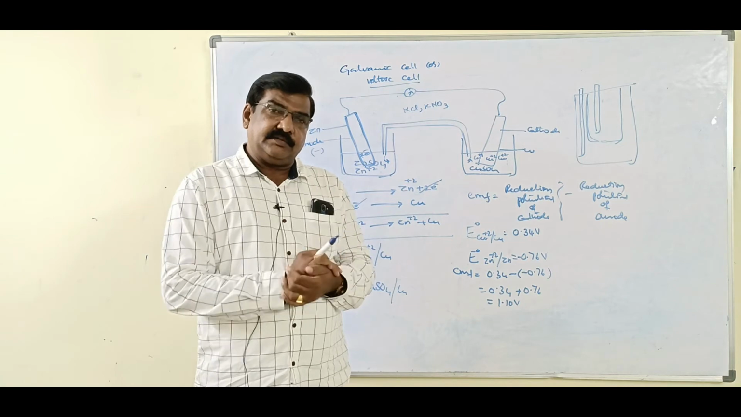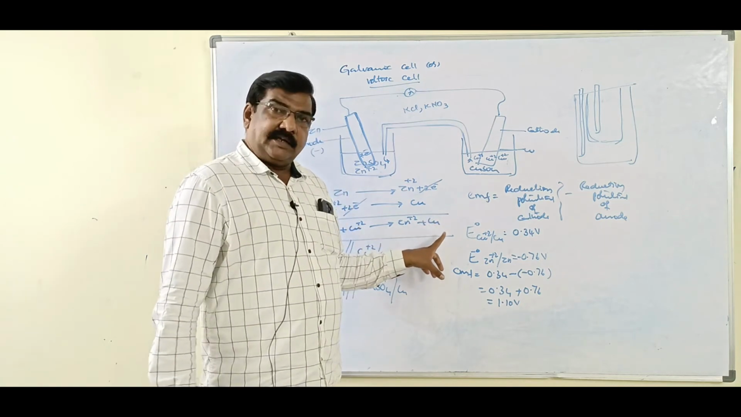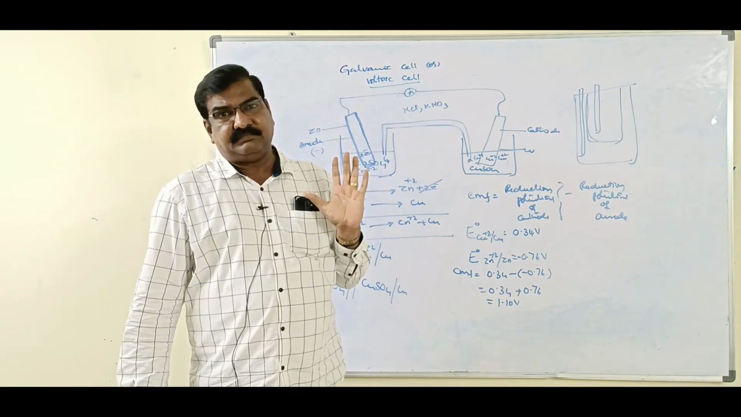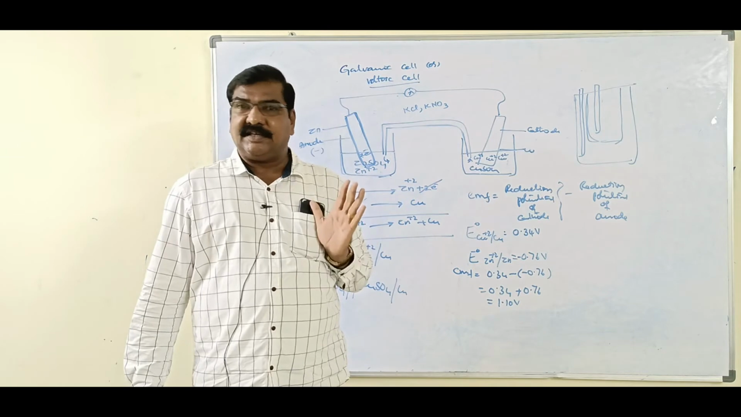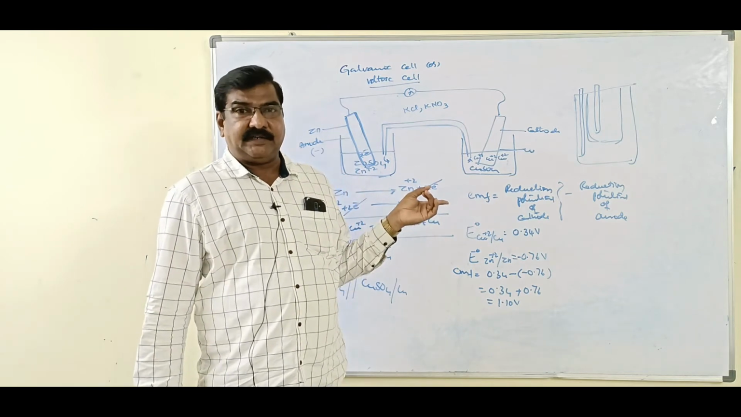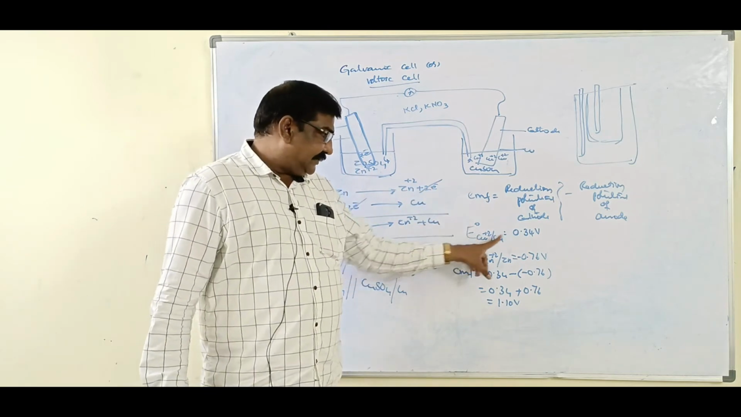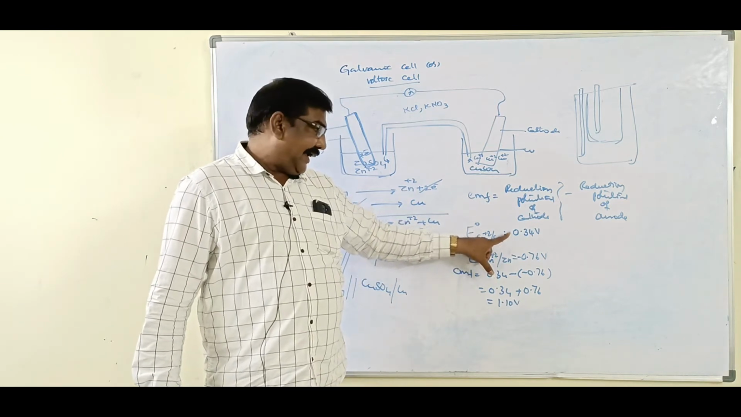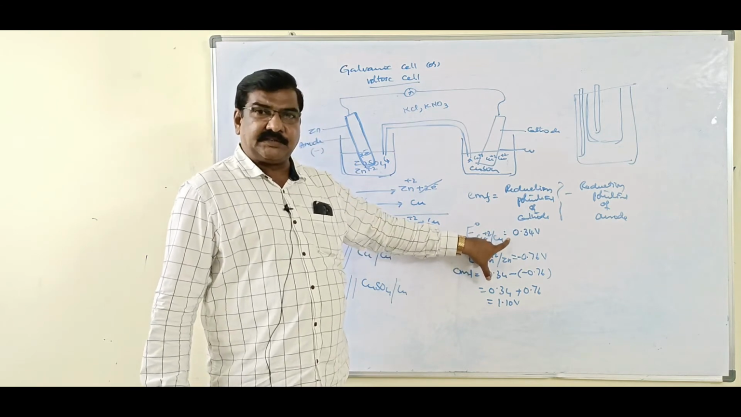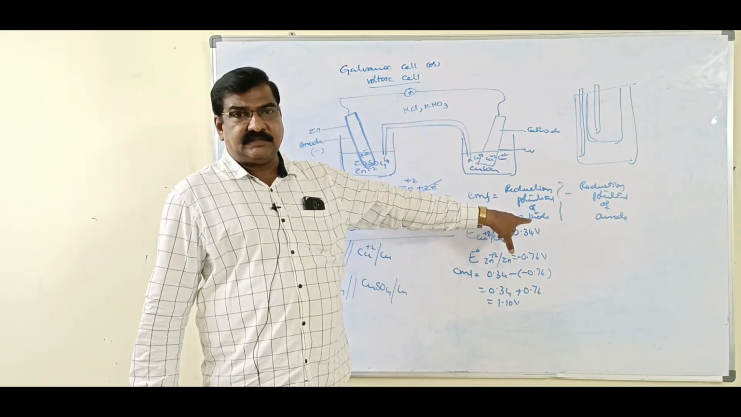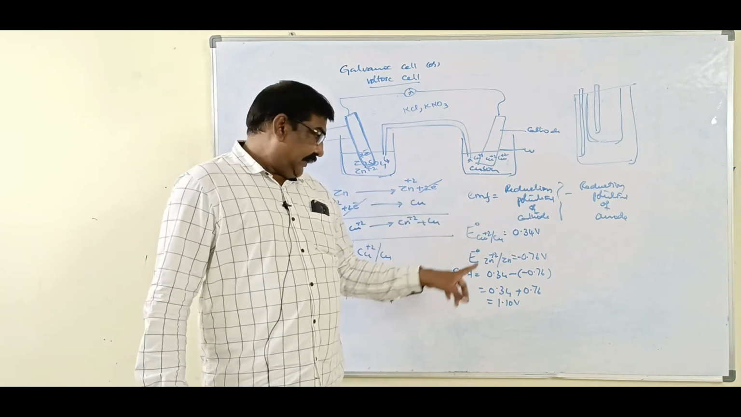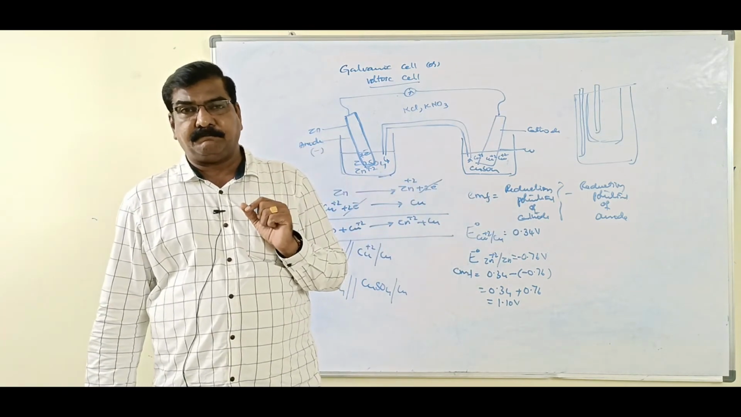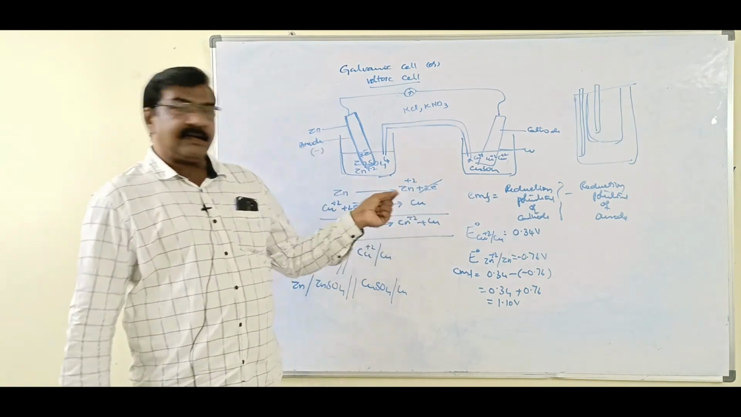For an electrode, the reduction potential and oxidation potential numerical value is same. That is, the magnitude is same, but the sign is different. You can write the oxidation potential for copper electrode as Cu gives rise to Cu plus 2, minus 0.34. Similarly, Zn gives rise to Zn plus 2, plus 0.76. So that is oxidation potential.